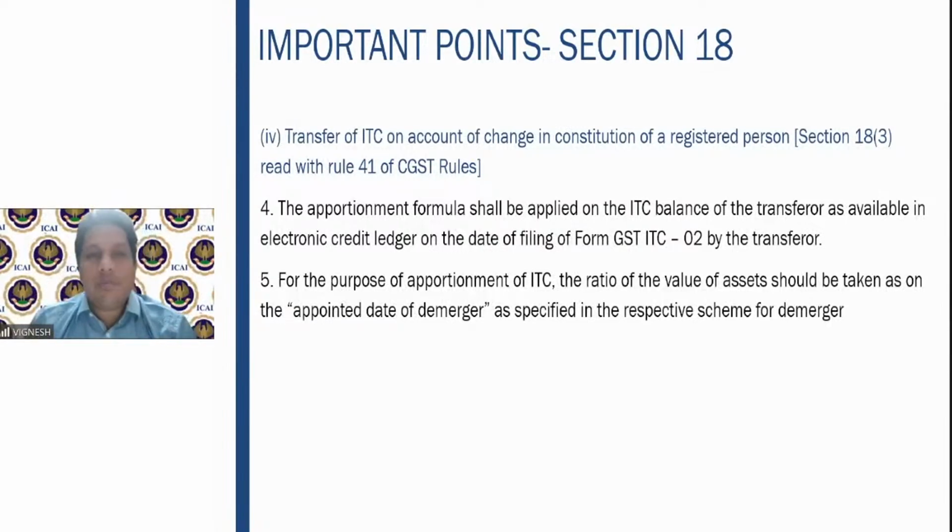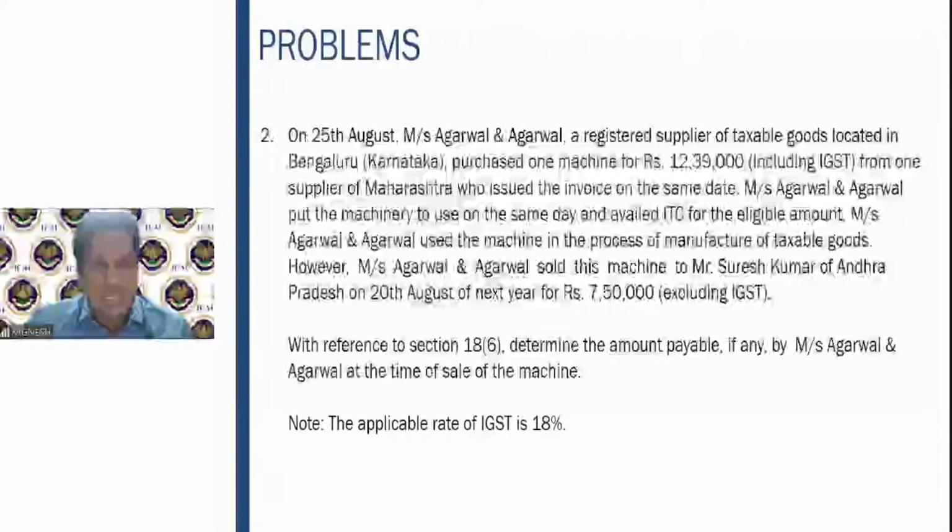So whatever apportionment formula is there should be applied on the ITC balance of the transferor as available in the electronic credit ledger on the date of filing the ITC 2 by the transferor. Same way you have to apply the apportionment formula. For the purpose of apportionment of ITC, ratio of value of the asset shall be taken on the appointed date of demerger, because every demerger will have a scheme and the appointed date will be there for that respective demerger. On that date, the value of assets has to be taken into consideration.